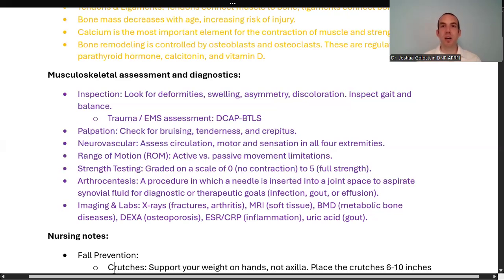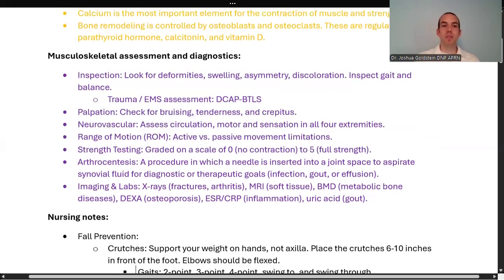Those would be for things like rheumatoid arthritis. And then we have uric acid, which is gout. Gout may or may not be covered in your lecture for musculoskeletal. We're going to go ahead and cover it here today, though. Moving on. Next, we have fall prevention.